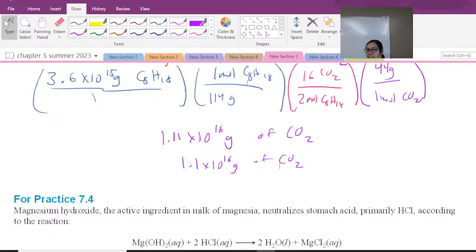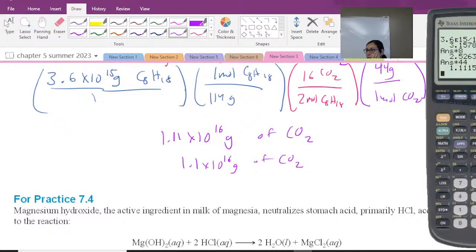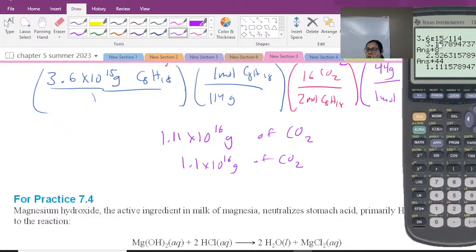Where does 1 times 10 to the 16 come from? That's your answer. Yeah, well, there's a problem. So this is where it came from. I get it now.